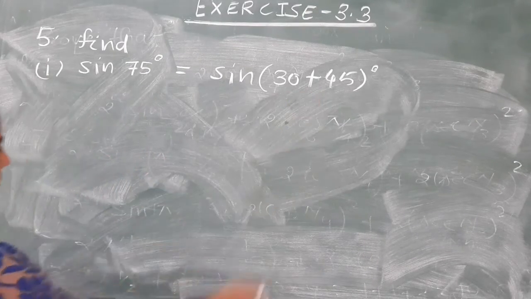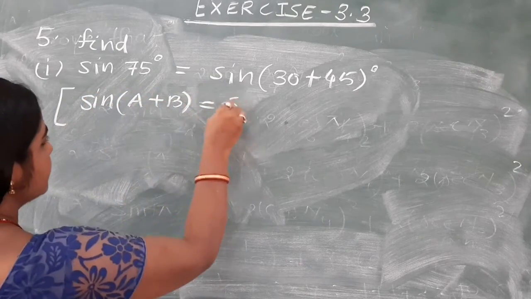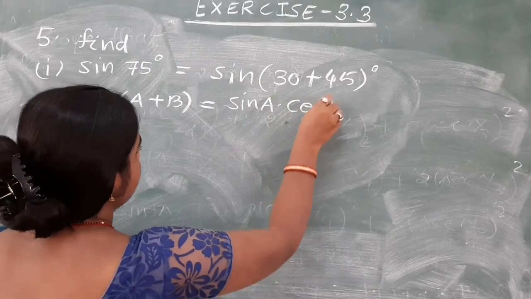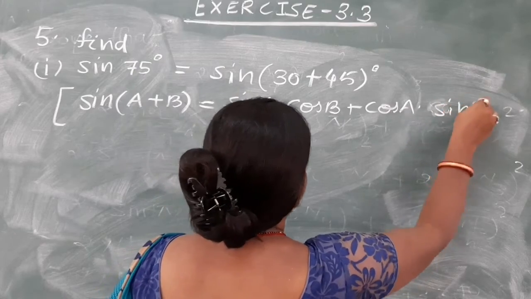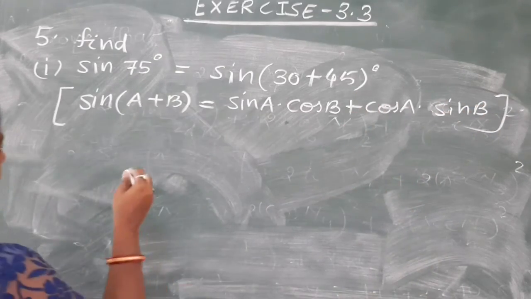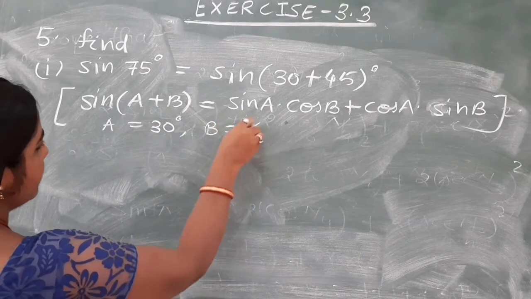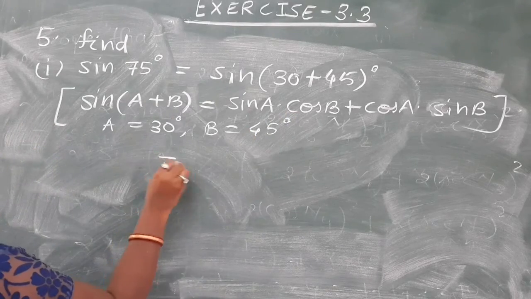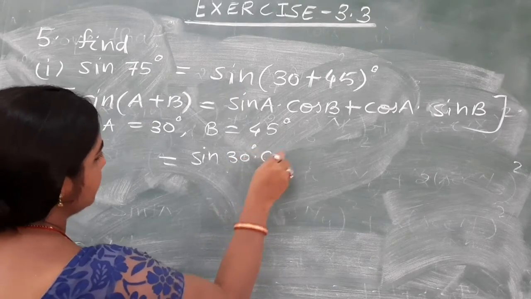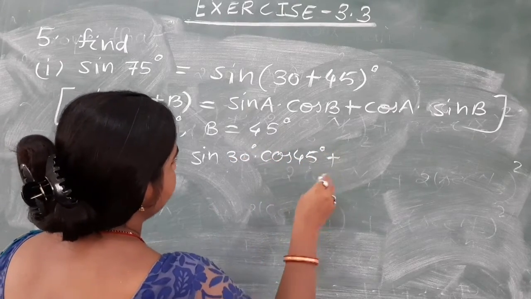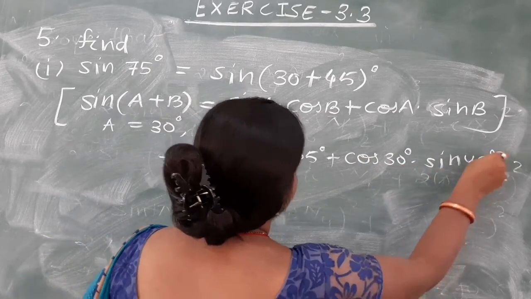Now we will apply the formula of sin(A plus B), which is sin A cos B plus cos A sin B. Here I am taking A as 30 degrees and B as 45 degrees. So I am applying it: sin 30 cos 45 plus cos 30 sin 45.